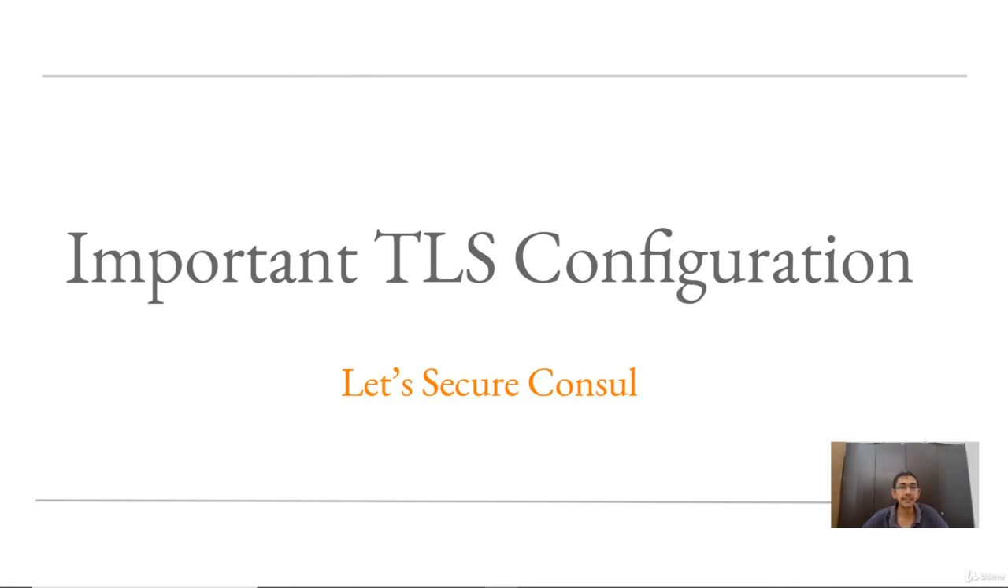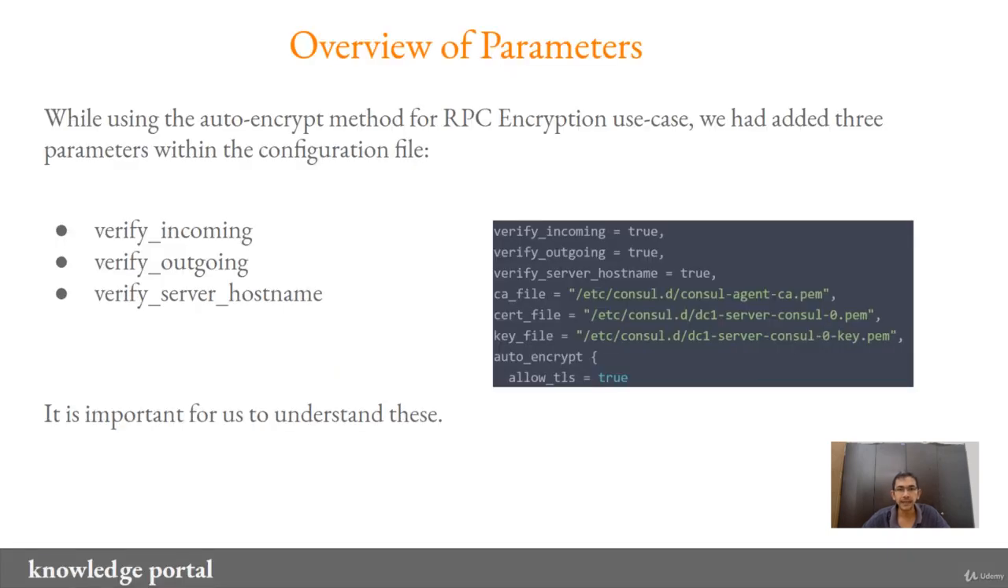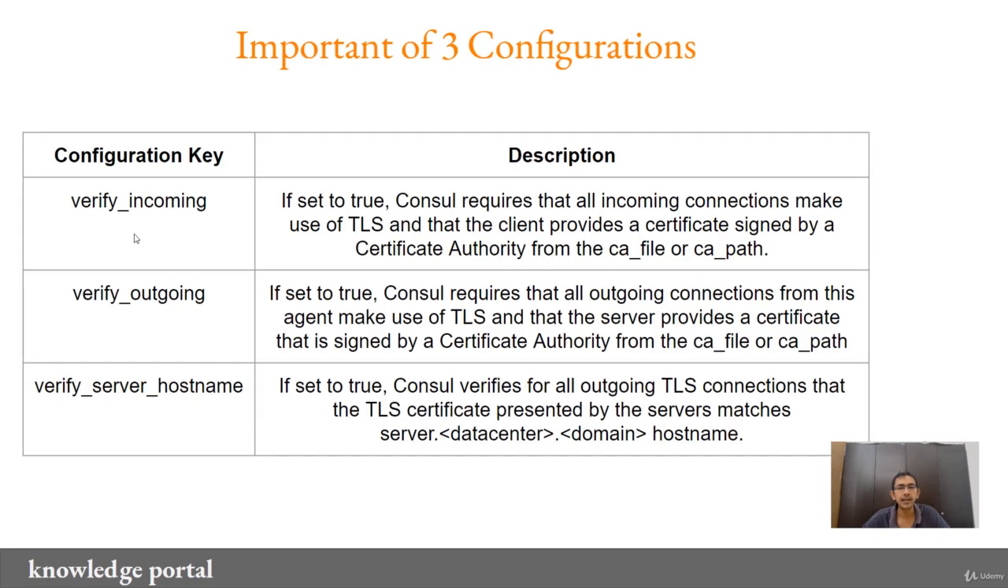Now in today's video we'll be discussing some of the important TLS related configurations. While we were making use of the auto encrypt method in our RPC encryption use case, we had also added a few important parameters within the configuration file. These parameters were verify_incoming true, verify_outgoing true and verify_server_hostname true. Apart from that, we had also added the CA file, the certificate file of the server as well as the private key. At a high level, it is important that we understand the importance of these three parameters that start with verify. So let's quickly look into it.